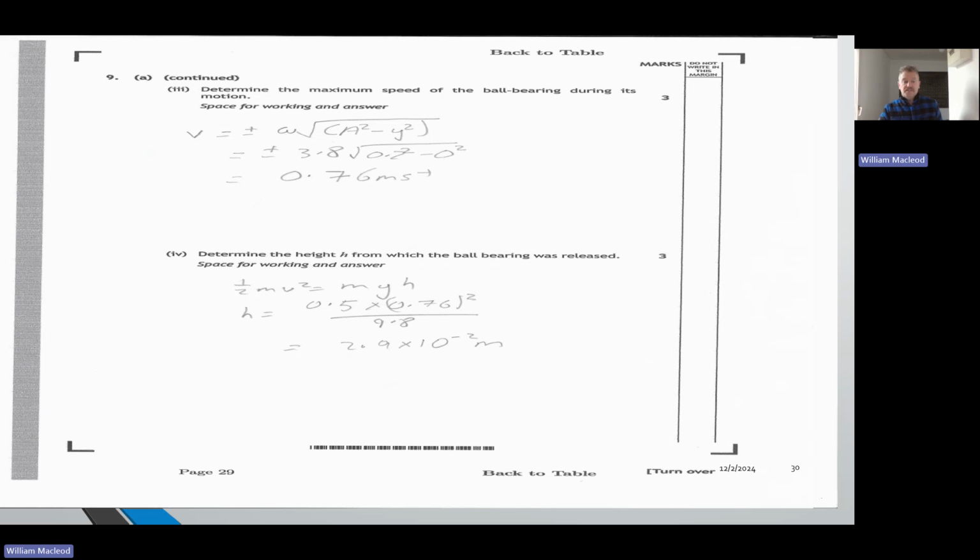Next question, determine the height from which the ball bearing was released. Okay, so you know the maximum velocity, and therefore you can work out the maximum kinetic energy, which would also be the maximum potential energy. And from the maximum potential energy, you can work out the height. So that's what's really worked out in that question, isn't it? And then you end up getting the height being 2.9 times 10 to the -2 meters.